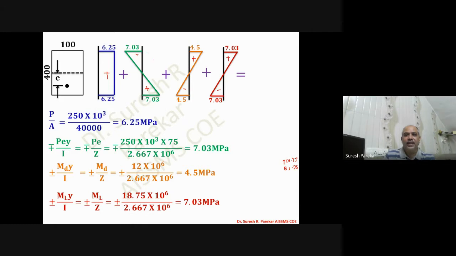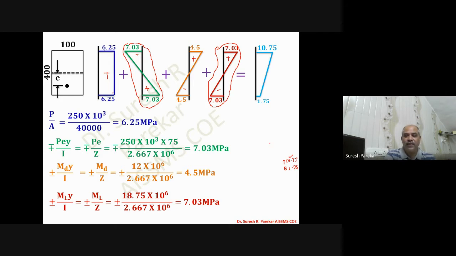Now you can see this 7.03 which is minus cancels this 7.03. So these diagrams cancel each other. You can see this is PE, and this will be your MD. And then we have the addition, 6.25 plus 4.5 and 6.25 minus 4.5. Then we will have values of 10.75 and 1.75, which we have already seen by the C line method. So the values we get are the same.